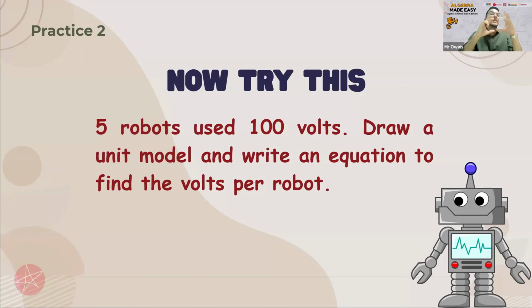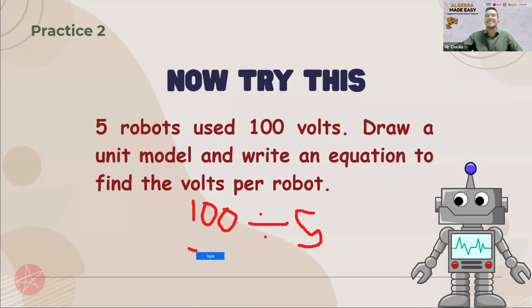But what we do know is 5 robots used 100 volts, and we're going to assume that each robot used an equal amount, okay? Yes, there we go. So we're supposed to do 100 divided by 5. But the question says draw a unit model, right? Remember, that is our objective for today. We're trying to draw a unit model.